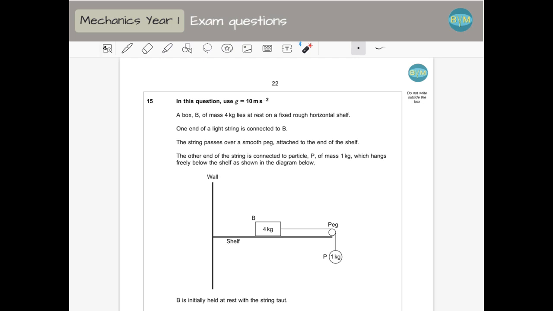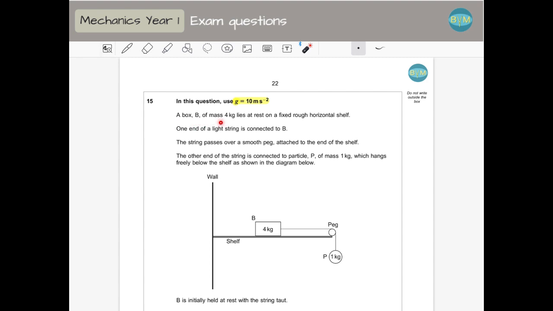Hello, this is question 15 on your AQA paper 1 from November 2021. In this question, you have to use g, 10 meters per second squared. I could try to remember this because we usually use 9.8 and it's very easy to just forget.